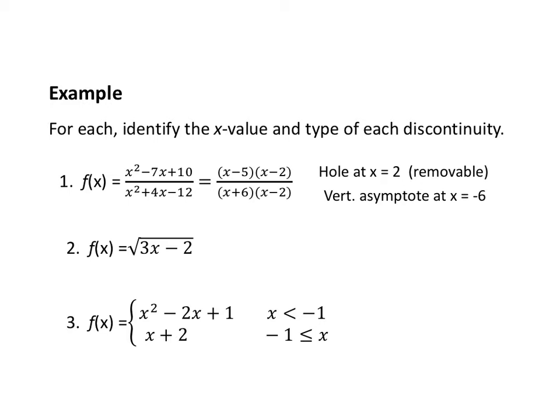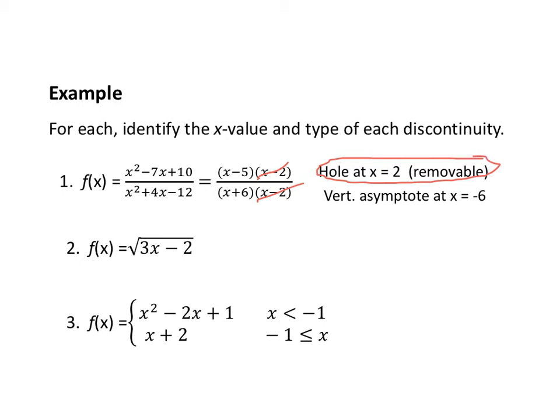Now notice, we can cancel out the x minus 2. Well, we have removed it from the function. Therefore, we know there is a hole at x equals 2, because if x equals 2, the denominator is going to be 0. So there's a hole, or a removable discontinuity at x equals 2.